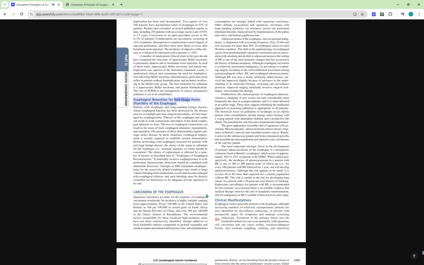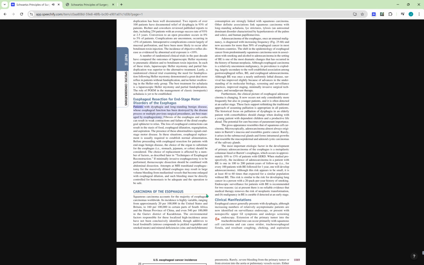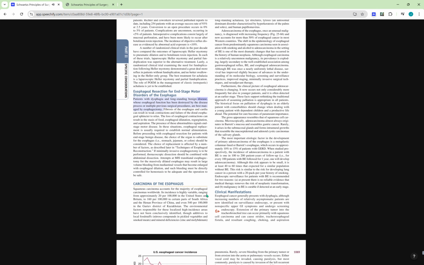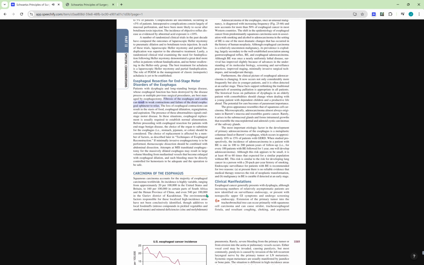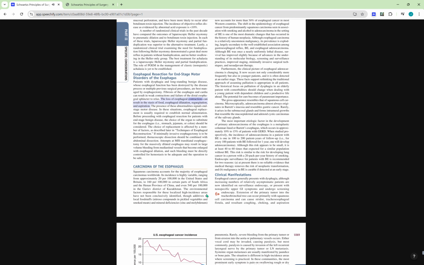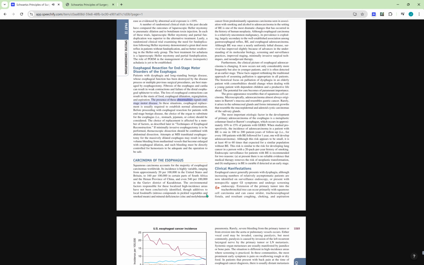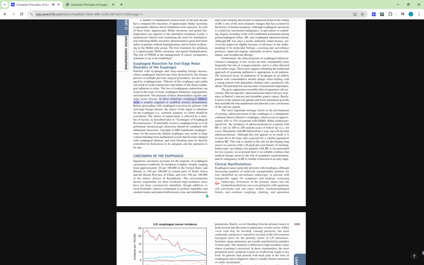Esophageal resection for end-stage motor disorders of the esophagus: patients with dysphagia and long-standing benign disease, whose esophageal function has been destroyed by the disease process or multiple previous surgical procedures, are best managed by esophagectomy. Fibrosis of the esophagus and cardia can result in weak contractions and failure of the distal esophageal sphincter to relax. The loss of esophageal contractions can result in the stasis of food, esophageal dilatation, regurgitation, and aspiration. The presence of these abnormalities signals end-stage motor disease. In these situations, esophageal replacement is usually required to establish normal alimentation.